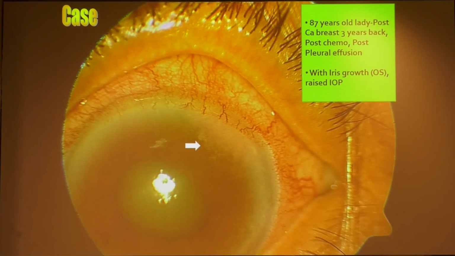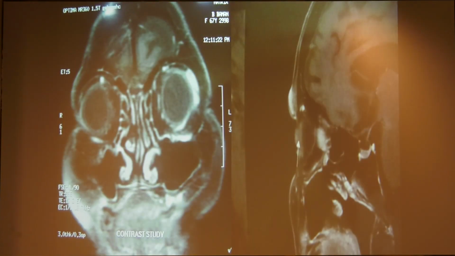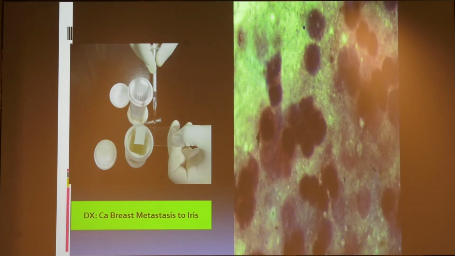Now, second scenario is that in all tumors, you see, it may not be because of uveitis. This is an 87-year-old lady with breast cancer 3 years back, post-chemo, post-pleural effusion, and there's an iris growth in the white light. What is important here is that the MRI showed there is an involvement of the lesion, and when the tap was done, it was all hyperchromatic nuclei, suggesting breast metastasis.